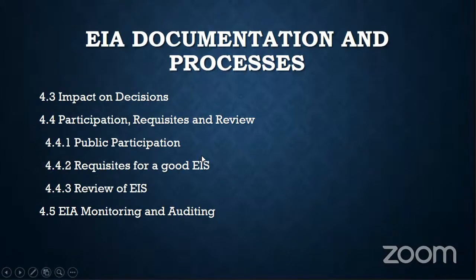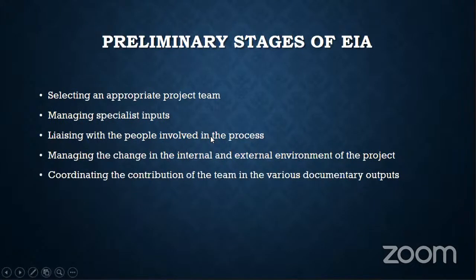Later in the 4.3 section, we need to describe the impact on decisions. And in the 4.4 section, participation, requisites, and review. In that, public participation, requisites for a good EIS, and review of EIS. And finally in the 4.5 section, we need to check EIA monitoring and auditing concepts. So let us move on to the first section, the preliminary stages of EIA.